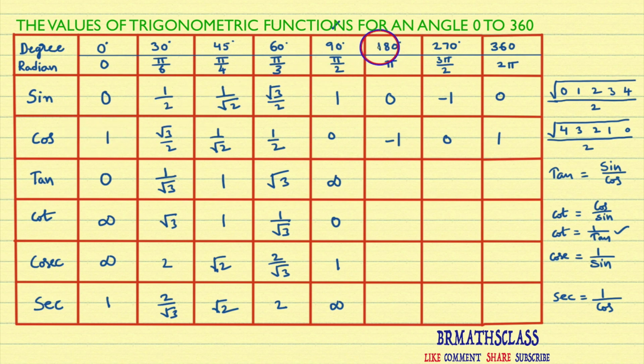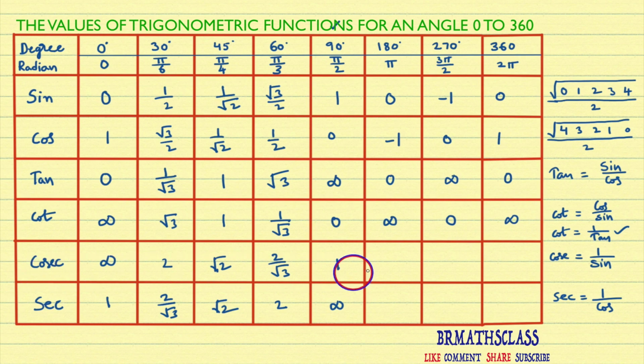What is the cos 180 degrees value? Cos 180 degrees value is minus 1. We know that tan is nothing but sine by cos. 0 divided by minus 1 is 0 only. Minus 1 divided by 0, as the denominator is 0, it is not defined. 0 divided by 1 is 0. Cot can be written as 1 by tan, that is 1 by 0, which is not defined. 1 by infinity is 0. Then 1 by 0 is not defined.